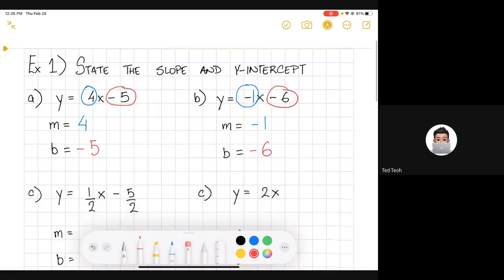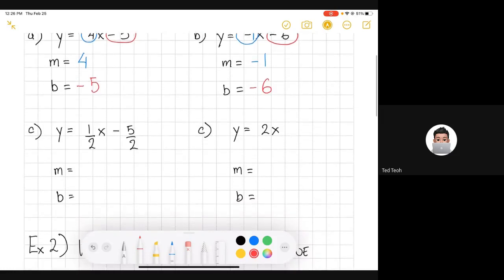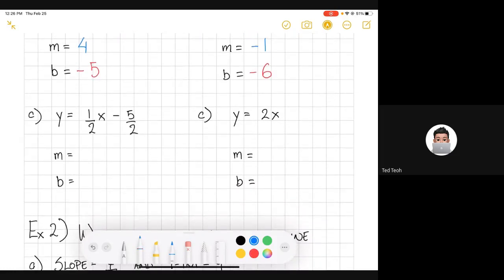Okay, now your slope and your y-intercept can always be any number. So if it's a fraction like question C, y equals 1 over 2x minus 5 over 2, the number in front of x is the slope. And the number after x, if there's a negative or a subtraction, you have to treat it as a negative: negative 5 over 2 is the y-intercept.